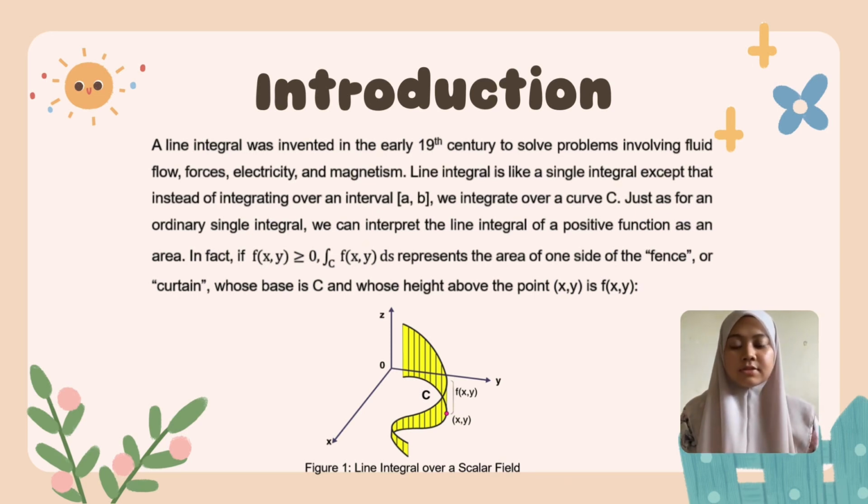magnetism, electricity, and forces. Line integral is like a single integral, except that instead of integrating over an interval a and b, we integrate over a curve c. Just as for an ordinary single integral, we can interpret the line integral of a positive function as an area. In fact, if f(x,y) is greater than or equal to 0, the integral of f(x,y) ds over a curve c represents the area of one side of the fence or curtain, whose base is c and whose height above the point (x, y) is f(x,y). Figure 1 shows the line integral over a scalar field.